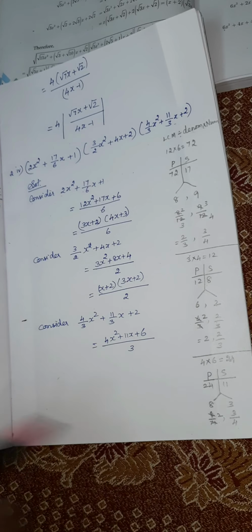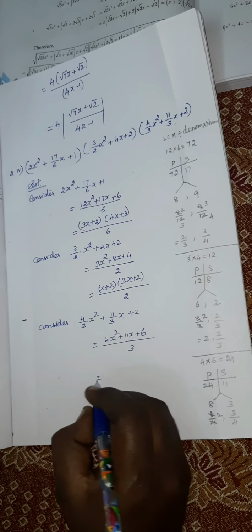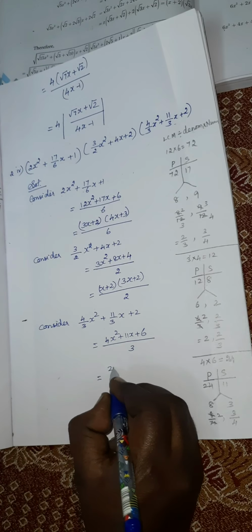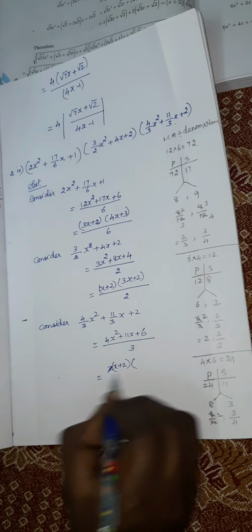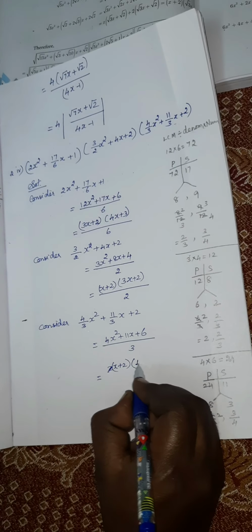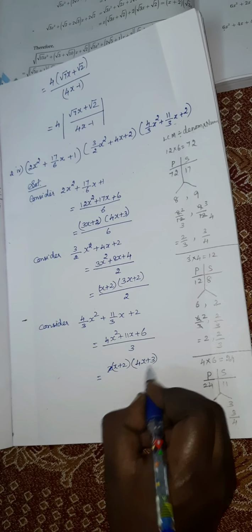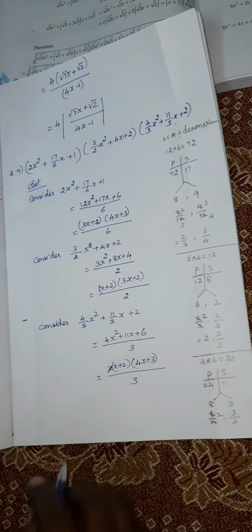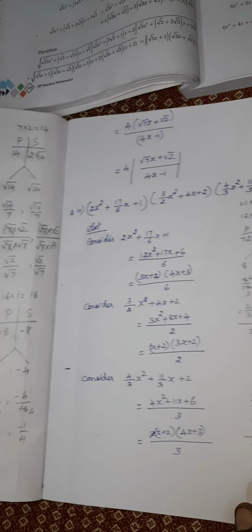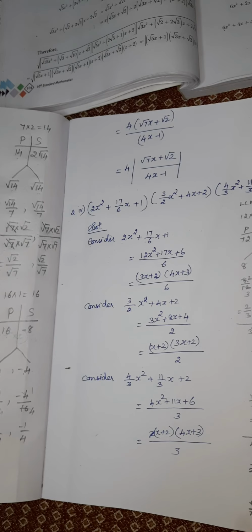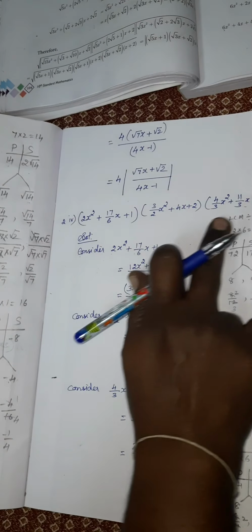So how can we write the factors? For the quadratic polynomial, it is x plus 2 into 4x plus 3, divided by 3. Are you all clear? So this factorization is over now. Then using all these factors, we can find the square root for the given expressions.